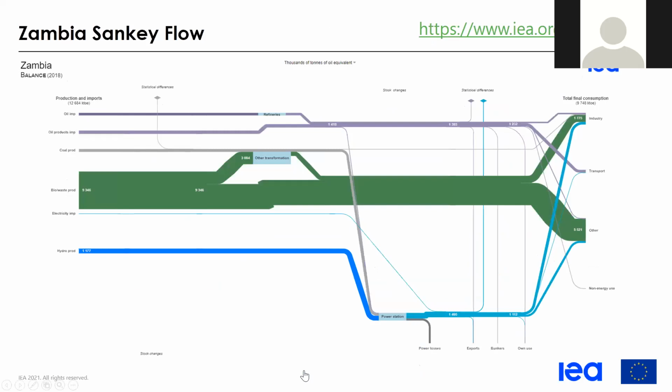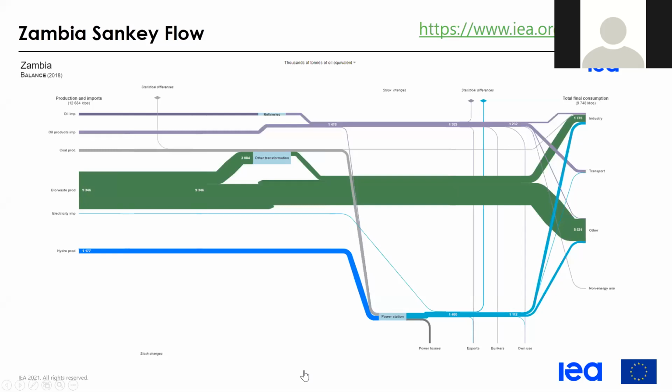This is the Zambia Sankey flow. So here again, just with a quick glance, you can see that biofuels and waste is the main energy commodity used in the country. It's the first commodity that is produced. You have a bit of oil and oil products imports. You have a little bit of coal product production, and some hydro production as well.